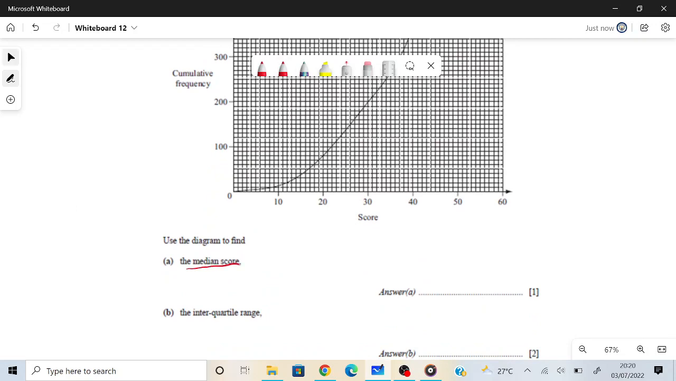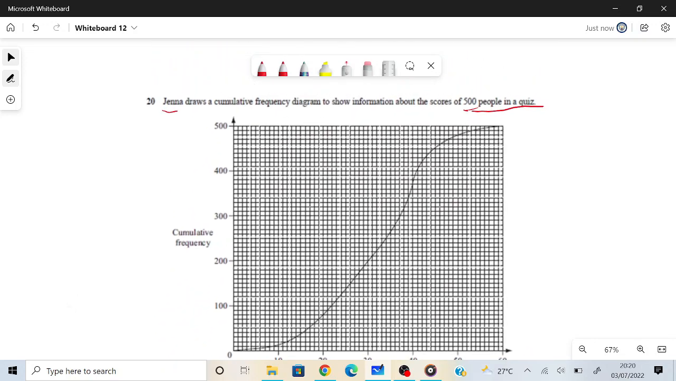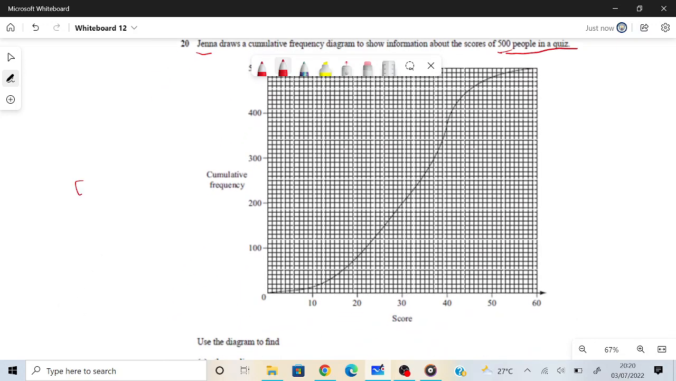As I said, median is simply half of the cumulative frequency, and it's 500. So 500 divided by 2 is 250. So go to your y-axis and locate 250. So this is 210, 220, 230, 240, 250, somewhere there. Yep, and then with a ruler and drawing a straight line, trace it to the curve or the graph, around about somewhere there, and then trace it back down.